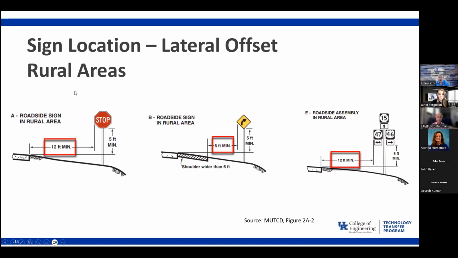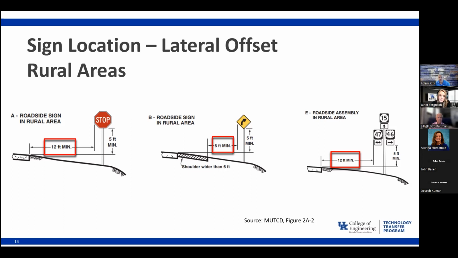So when we look at the lateral offset, the guidance says that we typically want them in rural areas 12 feet from the edge of the travel way. We want them 12 feet from the edge of the travel way. And if we've got a wide shoulder on that roadway, so greater than 6 feet, then we want it 6 feet from the edge of that shoulder. This gives us, again, that maintenance area so that we can mow around it. And it puts it in that same location.